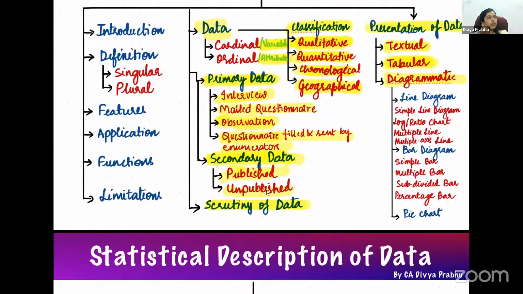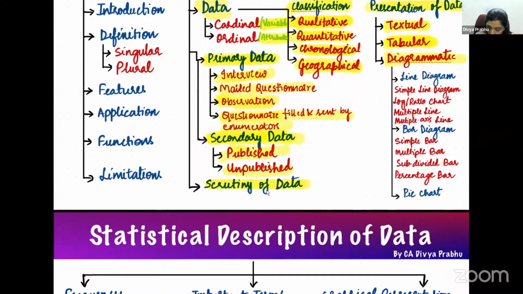So one more thing you have to read properly is the contents of the table, which are stub, caption, box head, footnote, body of the table, etc. All these are important.